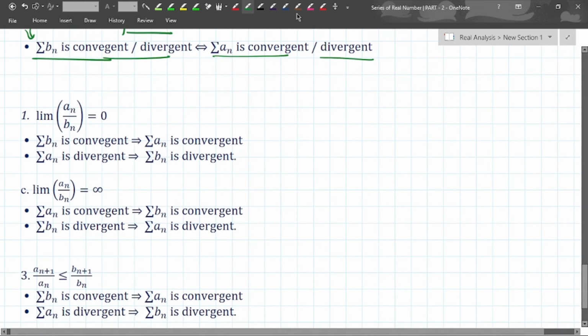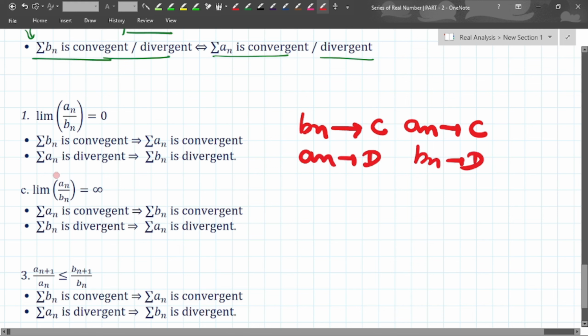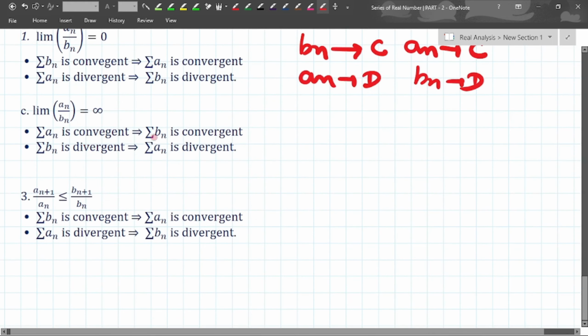Now, the next case: the limit of an by bn is 0. It means if bn is convergent, an is also convergent. If an is divergent, then bn is divergent. Next we have the limit of an by bn being infinity. Now it is just the opposite: if an is convergent, then bn is convergent.